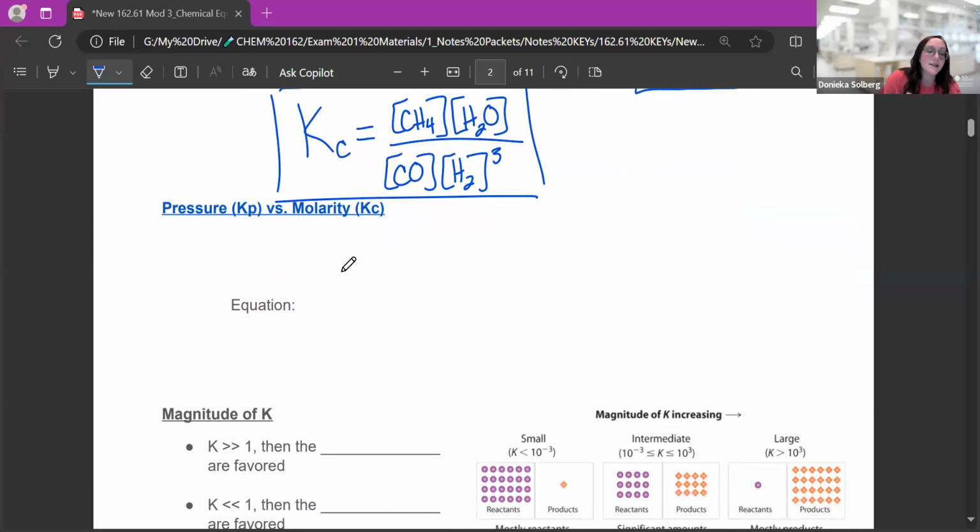Now that means that yes, they're related, but they're not going to be the exact same value. If you use pressure versus molarity, you would get different numbers, okay? Pressure and molarity are not the same thing, but they are related.